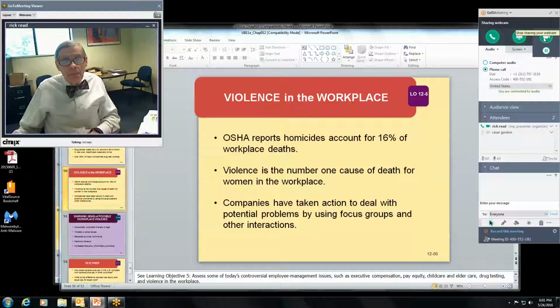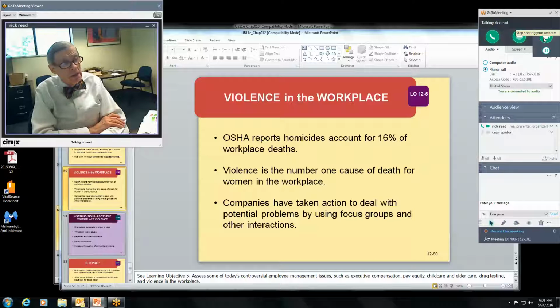Notice what OSHA tells us. Homicides account for 16% of deaths in the United States on the job. Significant. We have to be careful about violence. If you work for a large company, you're probably going to have somebody there who's charged with taking care of this. Don't you try to do it. You get those people to come down, or get your friend or cohort, or wherever he or she is, to the right people.